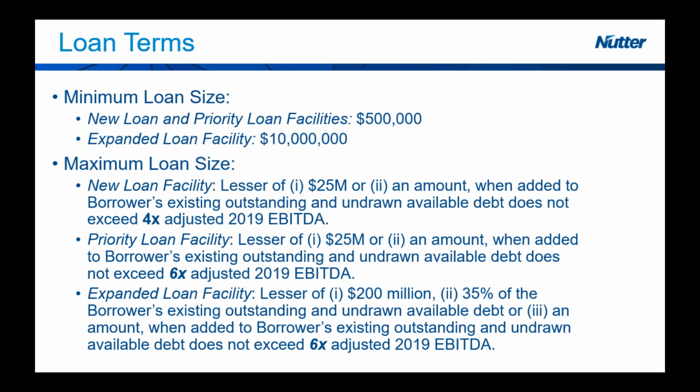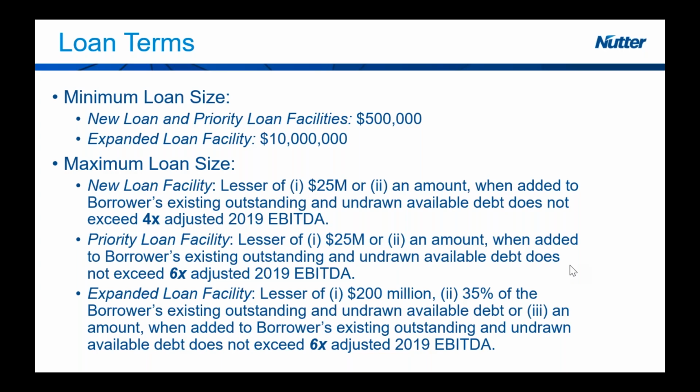But at a basic level, the new loan facility has a maximum size that is the lesser of $25 million, or an amount that, when added to the borrower's existing outstanding and undrawn available debt, doesn't exceed 4 times adjusted 2019 EBITDA. And it's similar for the priority loan. It's once again the lesser of $25 million or 6 times adjusted 2019 EBITDA. And for the expanded line, it is the lesser of $200 million, 35% of the borrower's existing available debt, or 6 times the adjusted 2019 EBITDA. So these EBITDA requirements will have implications for who will be able to make use of these facilities, which is something that my colleague Josh Gray will get into.